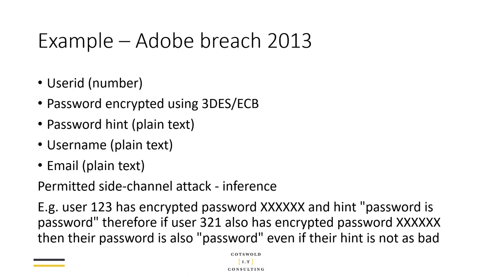But even if user 321 has a good password hint, like my password is the one I use on my home computer, which doesn't tell us anything, because the encrypted password is also XXXXXX, I can now infer that user 321's password is also the word password. So I can cross-reference all of these different users in this table using password hints, using passwords that I've now discovered, and using the fact that the encrypted passwords would be the same if the passwords were the same. I've ended up with a massive set of data where I can pretty quickly work out what people's passwords are.